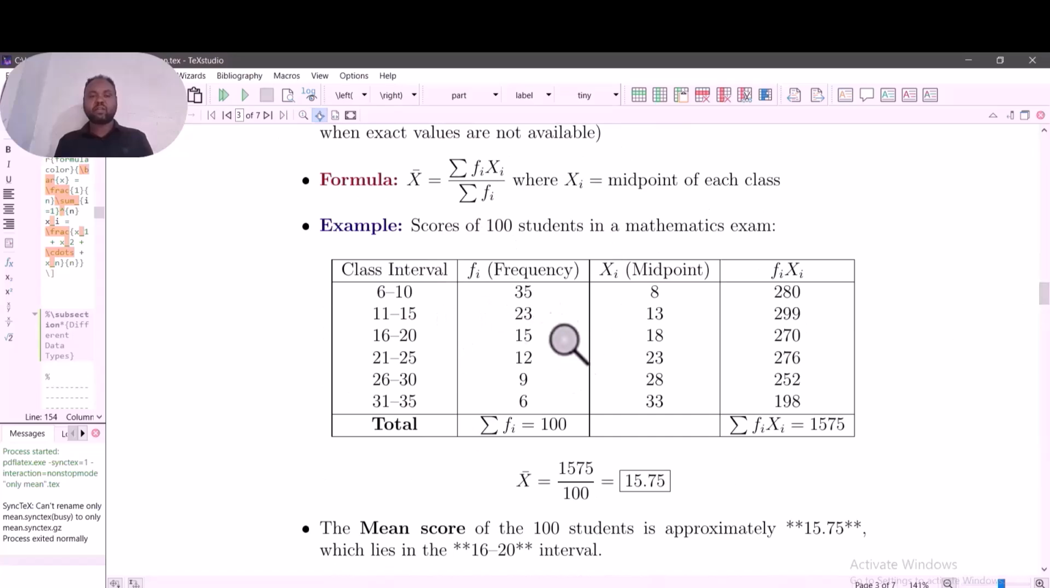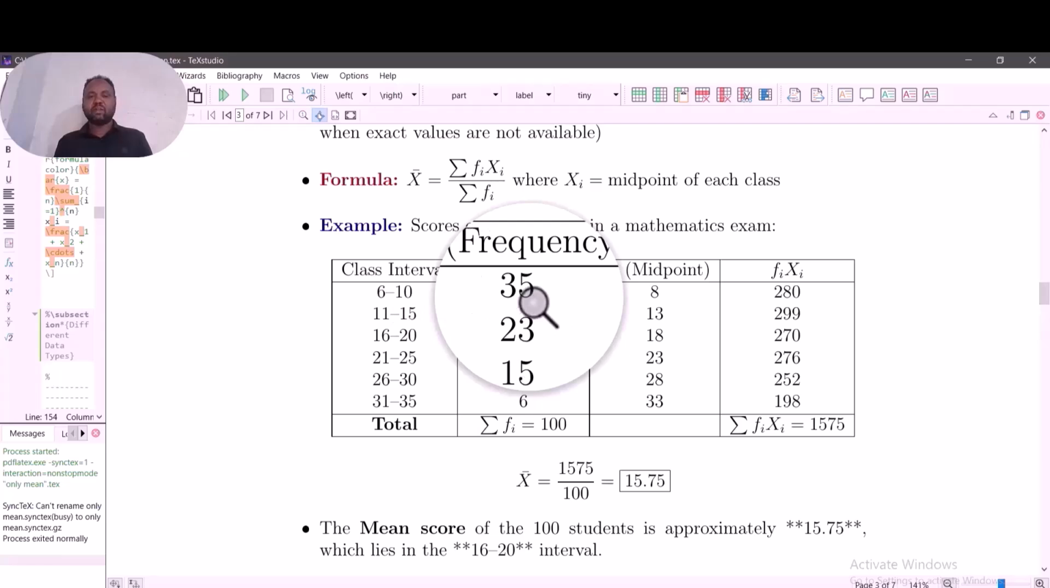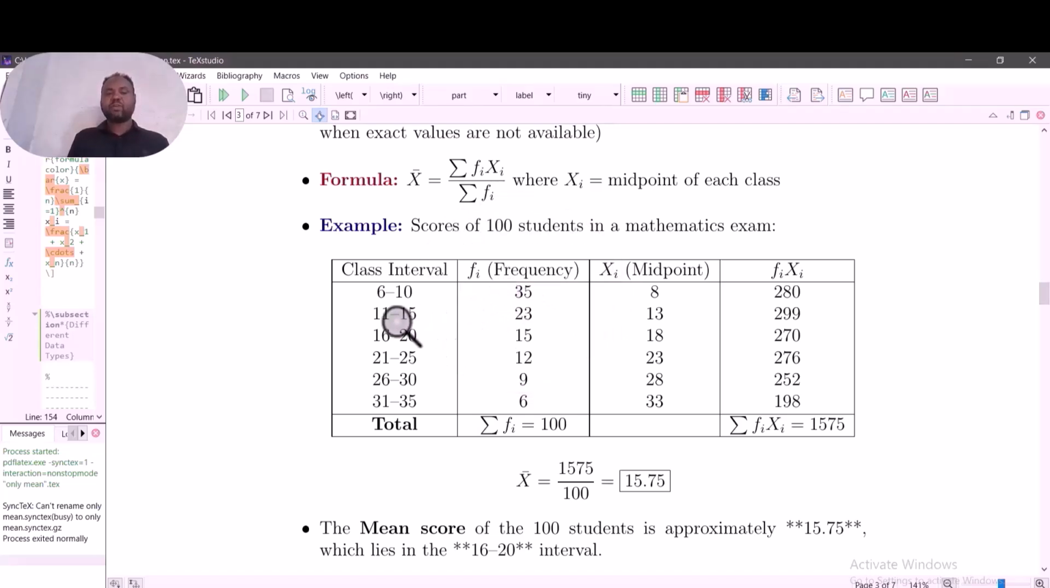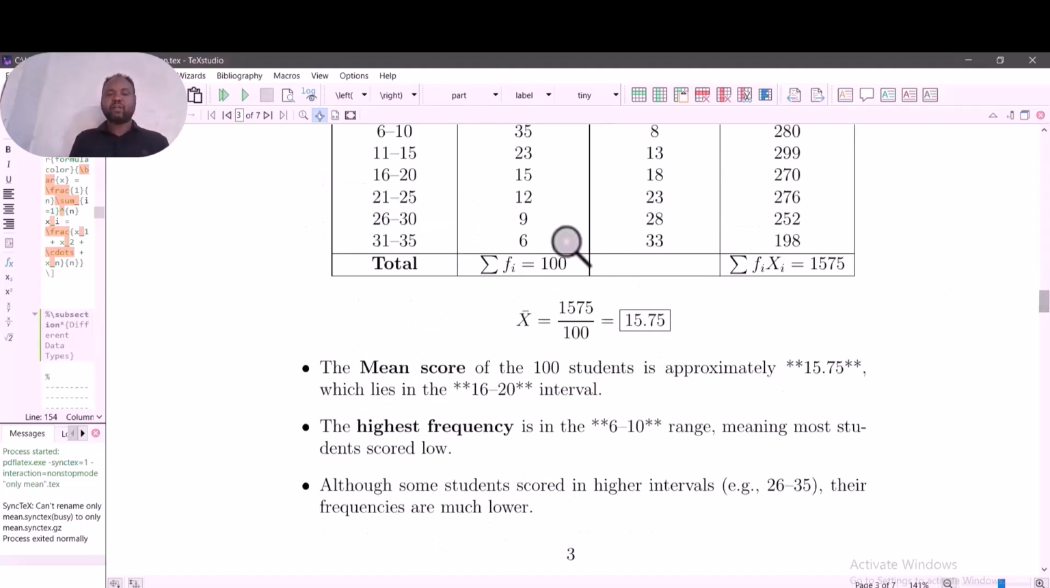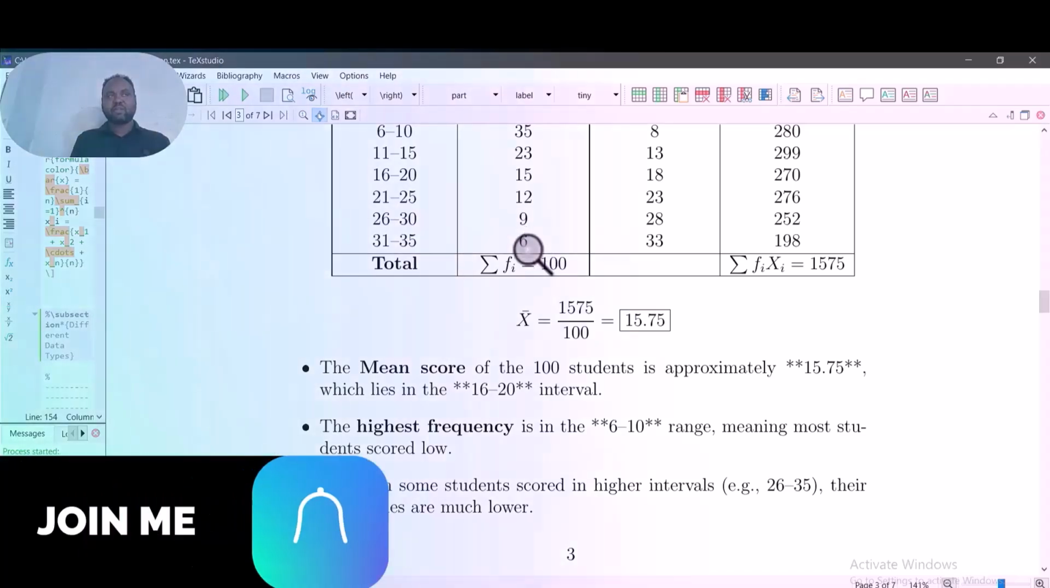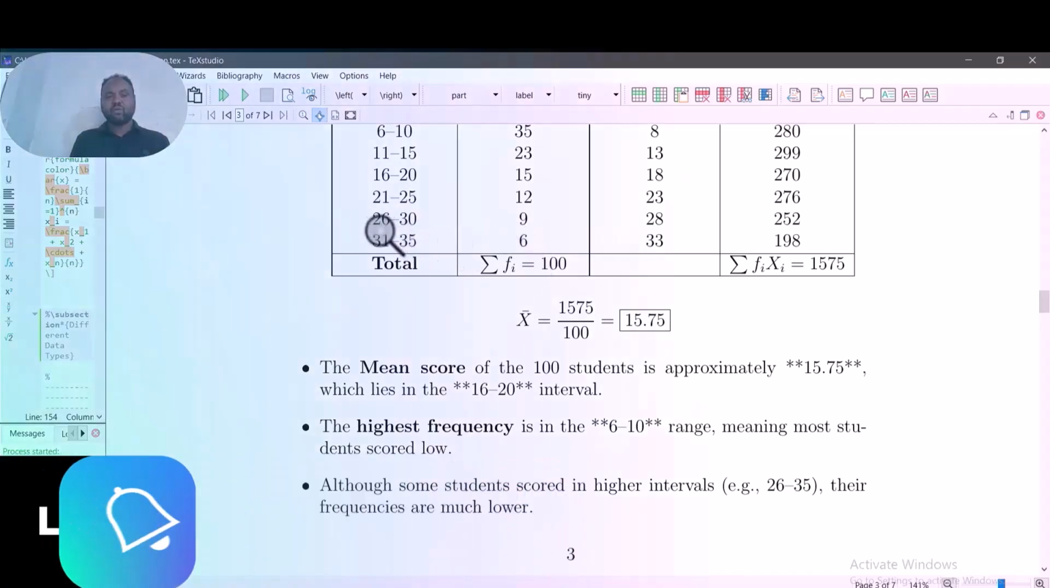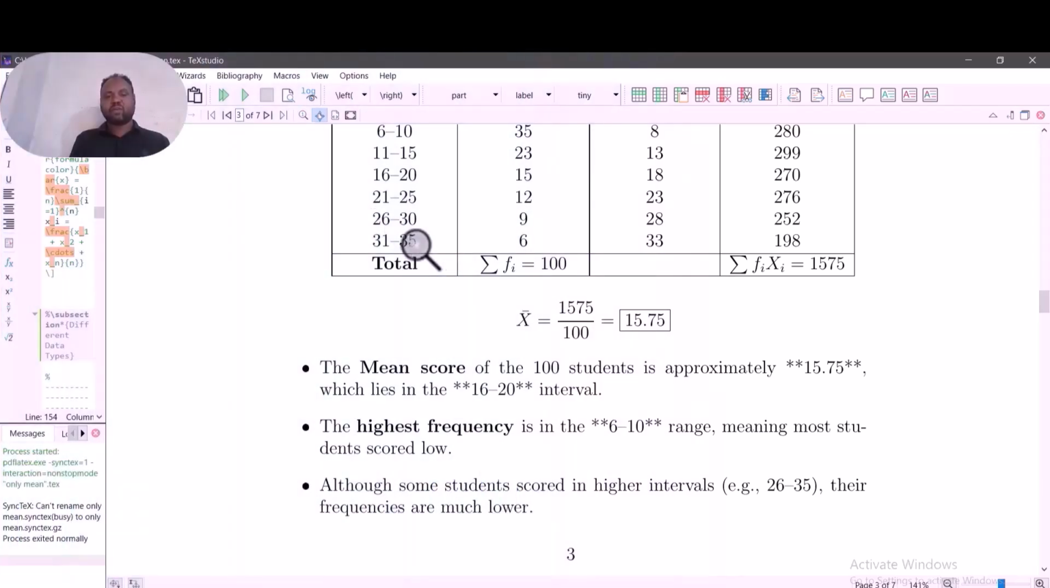How many students are there whose score is from 6 up to 15? This is nothing but 35 plus 23, 58. Above half of the students score in the lower class intervals. There are students who score in the upper class intervals, but these students are few, 9 plus 6, whose score is from 26 up to 35.